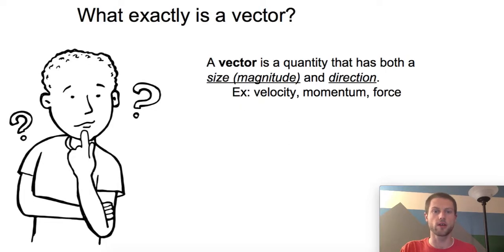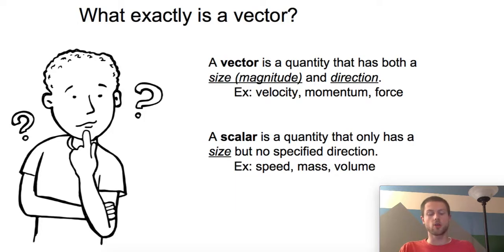Basically, a vector is a quantity that has both a size and a direction. So some examples would be like velocity, momentum, force. They all have sizes to them, but it really matters which direction they're moving. They can't be described without a direction.